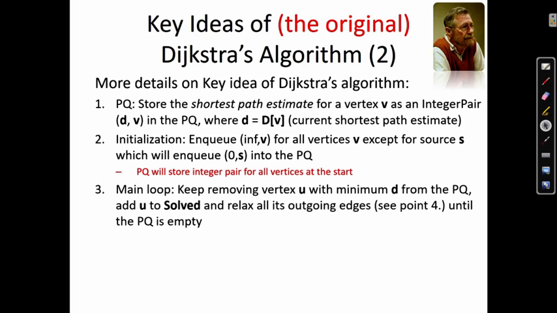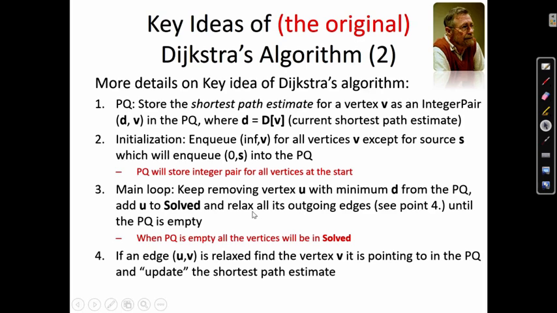Next is the main loop. The main loop will be like this. Keep removing the vertex U with the minimum d from the priority queue, and then put it inside solved, and relax all its outgoing edges. This is called processing the vertex. Processing the vertex means I relax all its outgoing edges. And you keep doing this until the priority queue is empty. When it's empty, everything will be in solved, which means that you have found the shortest path to every vertex in your graph.